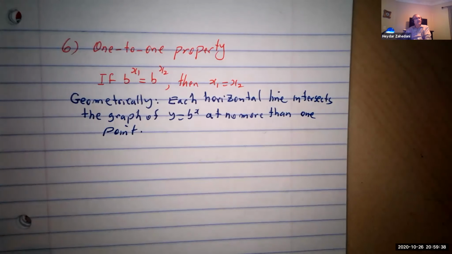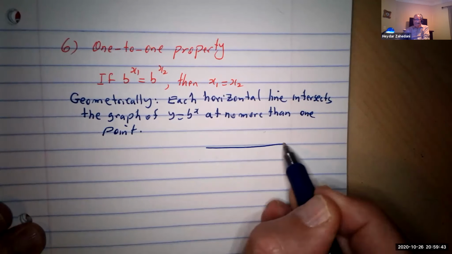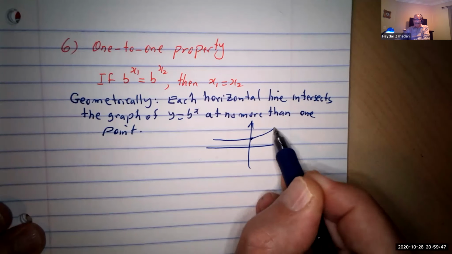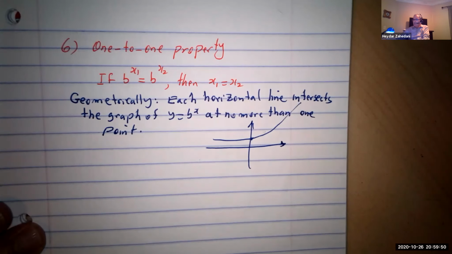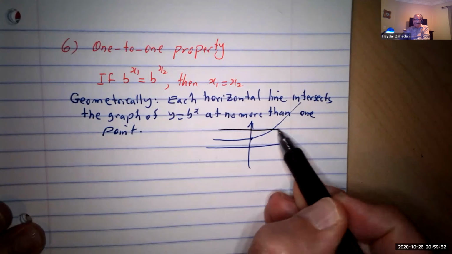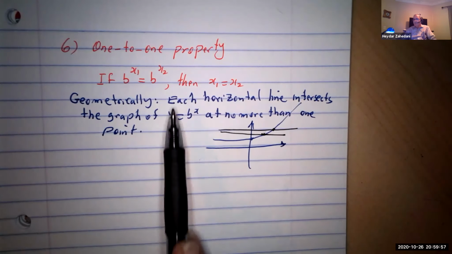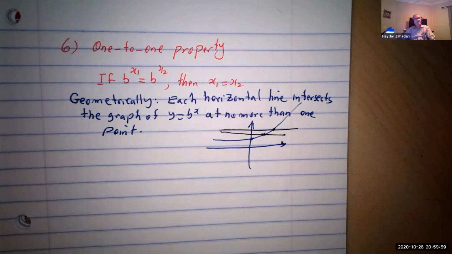That's exactly the same thing that we call the one-to-one property. You know that this is the graph, and if you take any horizontal line, that would intersect the graph at 1 point only. That's why if b to the x1 equals b to the x2, then you must conclude that x1 and x2 are going to be the same thing. We use this, especially the last one, to solve some equations.